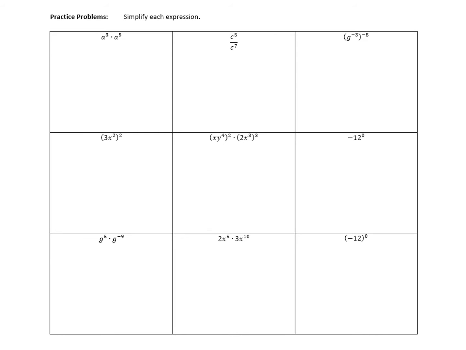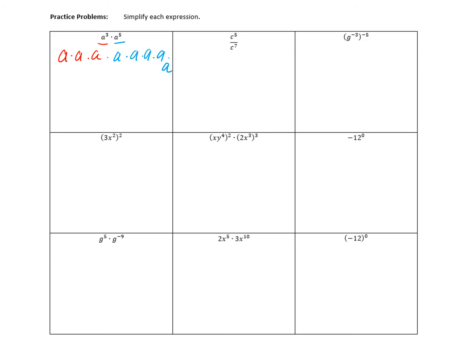All right, so let's look at some examples here. The first one says a to the third times a to the fifth. Again, I'm going to write this one out. Remember, a to the third means a times a times a. And then a to the fifth would be a times a times a times a times a. If we look at it, how many a's do we have altogether? There are 8 of them, and they're being multiplied.